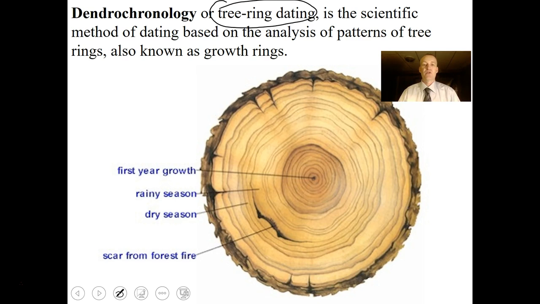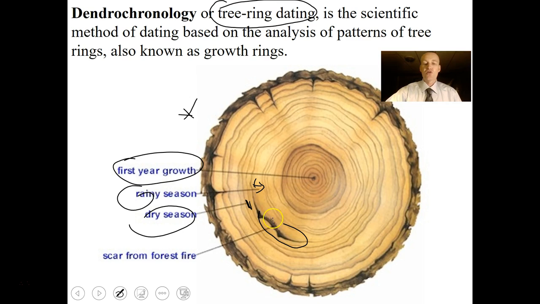So, looking at this particular specimen down here, you can see the first year's growth. You can see rainy seasons where you have really thick bands, and then really dry seasons where you have thin bands. You can see scars from where there might have been forest fires. And if you look at a plant like Methuselah, we talked about before, you might have 4,000 years worth of data showing you wet years and dry years. So you can look at seeing when droughts occurred, and that's kind of cool, and that's dendrochronology.